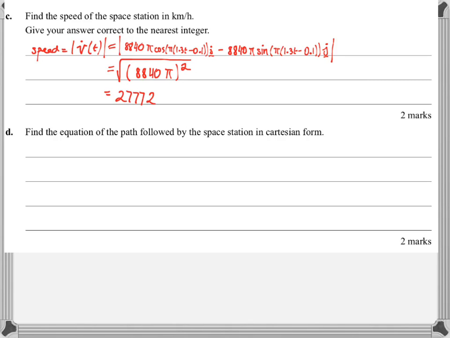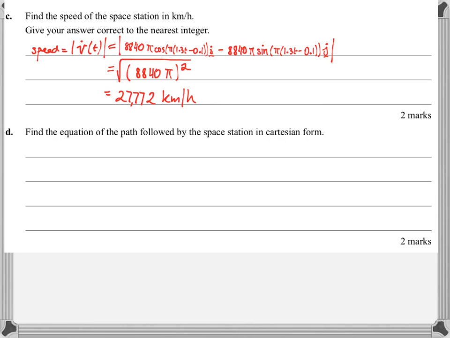And we will notice that we've got a cos squared plus sine squared, which go to 1. So you've simply got 8,840 pi squared, then the square root, and when we evaluate that, we get this value for speed in kilometers per hour: 27,772 kilometers per hour. That's pretty fast for the International Space Station, and it's quite realistic actually. Very good. Now, part D, find the equation of the path followed by the space station in Cartesian form.